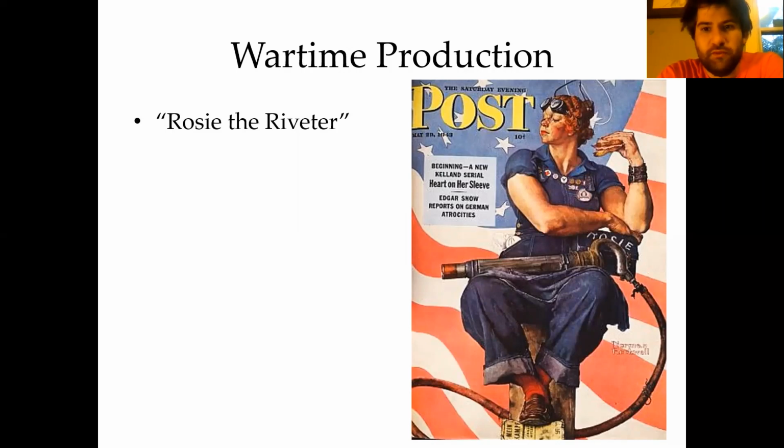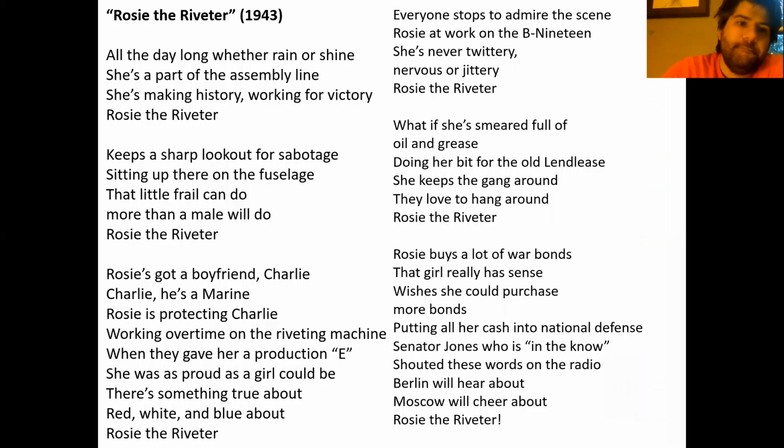You can notice this woman who's dressed in working class garb. She's in denim. She has a riveting gun in her lap. She is pretty buff. If you look at her upper arms, this image of women entering a sphere that's traditionally men's. And there's a lot of interesting stuff there if you want to do a project on that.